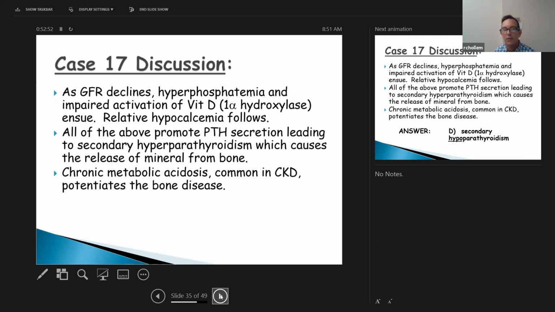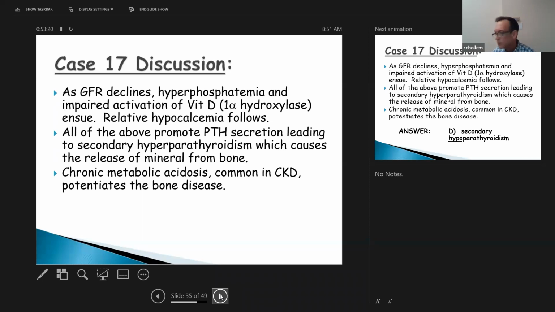So again, as GFR declines, your phos goes up. You can't 1-alpha your D. Both of those, either through hypocalcemia in the case of D or directly in the case of a high phos, promote PTH secretion, and it's kind of unbridled. So PTH doesn't care where it gets the calcium from. It's going to pull it out of bone. And if you don't treat that, then you're in this constant state of bone demineralization.